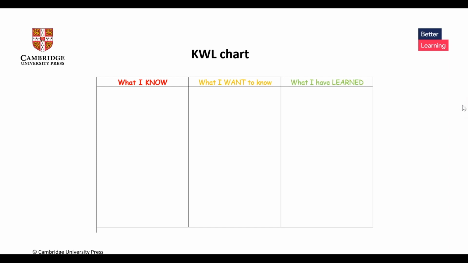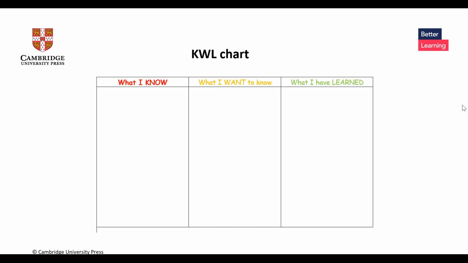Okay, so basically K will stand for what I know, W will stand for what I want to know, and L for what I have learnt. And this is a very simple way that you can personalize what students want to learn and then help them to reflect on their learning afterwards. So I use this either at the start of a new unit in a course book or before a project. You could use it at the beginning of a project.